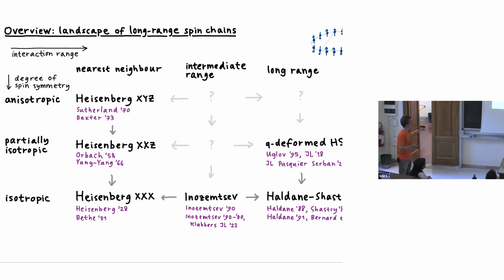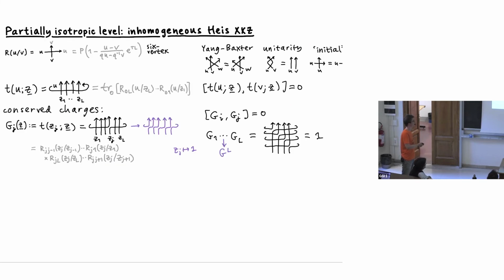So let me tell you briefly about both the partially isotropic level and actually another long-range deformation of Heisenberg type models. So we're going to change gears, and if you decoupled, then this is a good point to re-enter. So the following will be independent of the previous. So now let's consider the inhomogeneous Heisenberg XXZ spin chain.